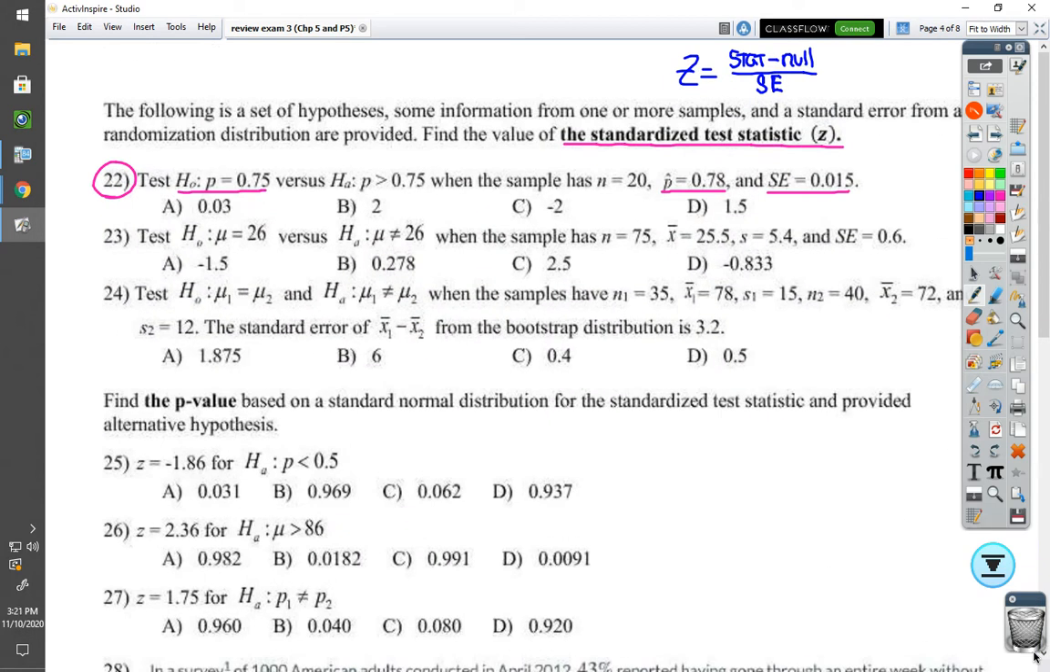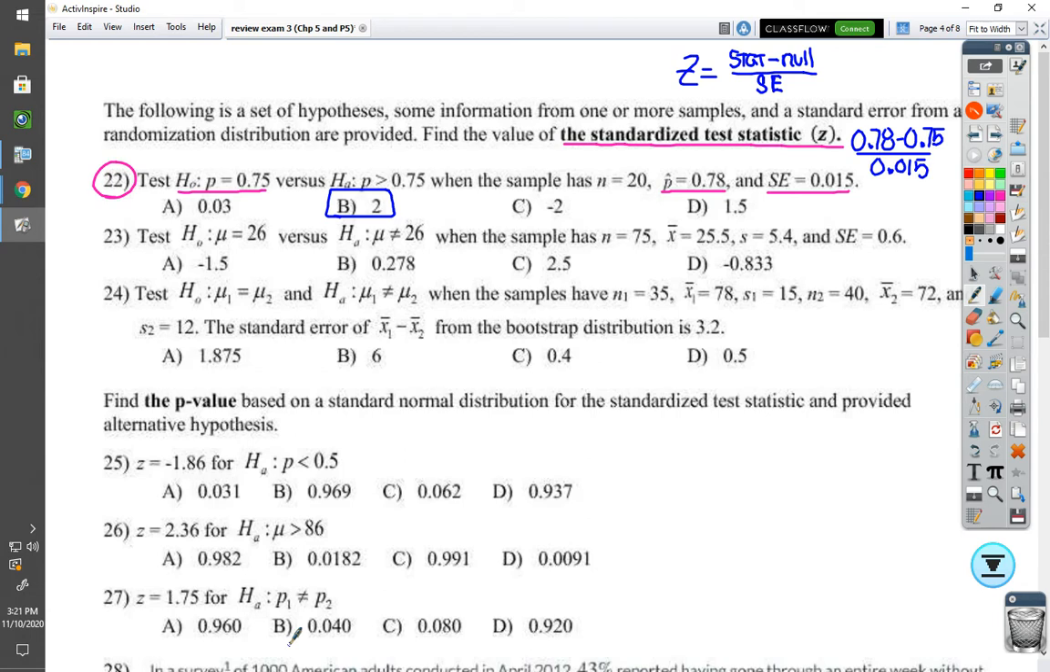So if we do that, we're going to take the statistic 0.78, we're going to subtract 0.75, and we're going to divide by the standard error, and the standard error in this particular case is 0.015. Put that in your calculator, push all the buttons, and you're going to get 2 for a z-score. Positive 2 on the right-hand side, 2 standard deviations from the center value.